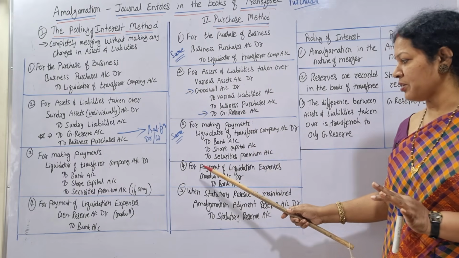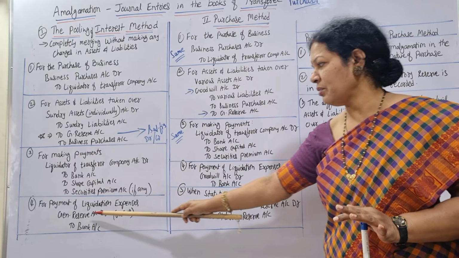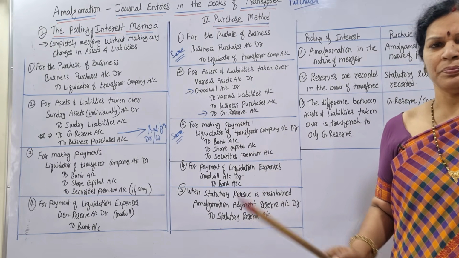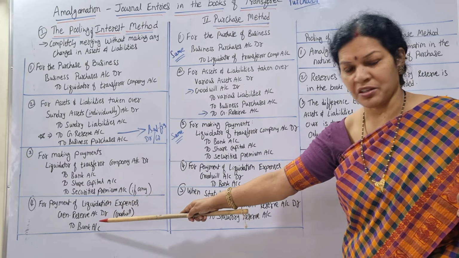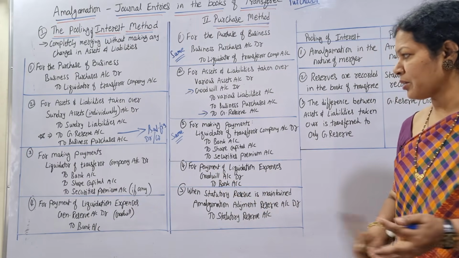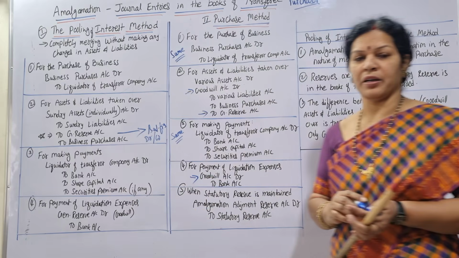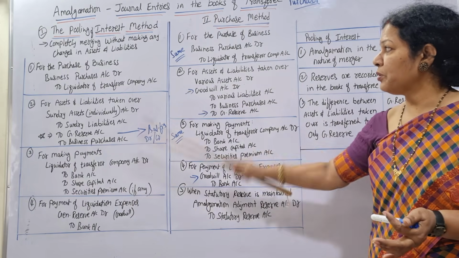Now coming to the fourth entry, for payment of liquidation. For payment of liquidation, generally we say general reserve account or goodwill, but here only goodwill. Only goodwill, no general reserve. There we said general reserve. Here, goodwill account. This is the difference. Goodwill account attached to bank account for making the payment. Four entries are over: 1, 2, 3, 4.